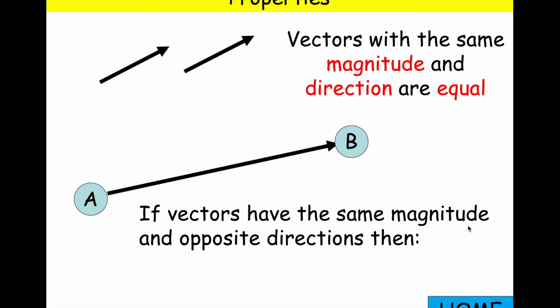If vectors have the same size and opposite direction, then you have to consider the negative notation. In this case, vector AB is equal to vector a, then vector BA is the opposite, so you put a negative, so that's negative vector a.